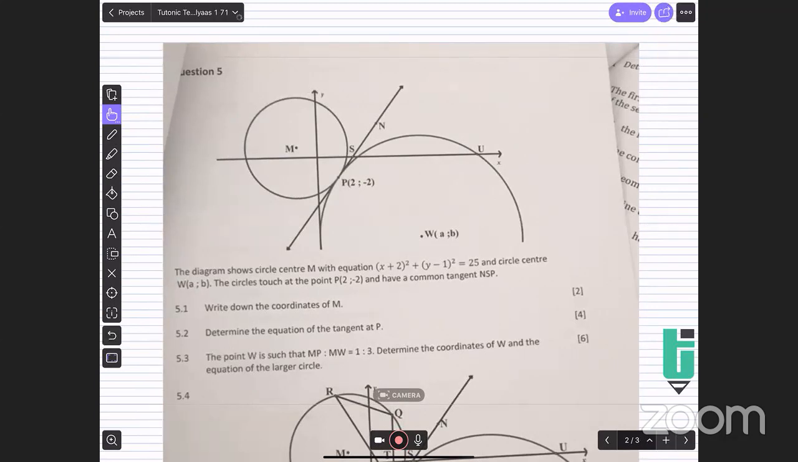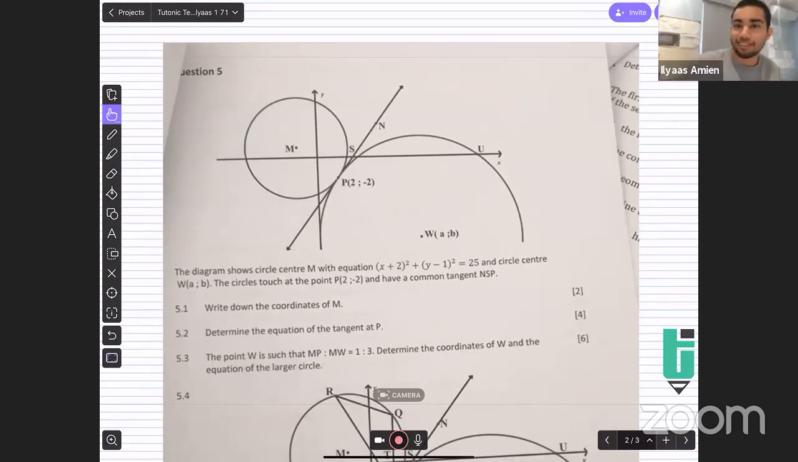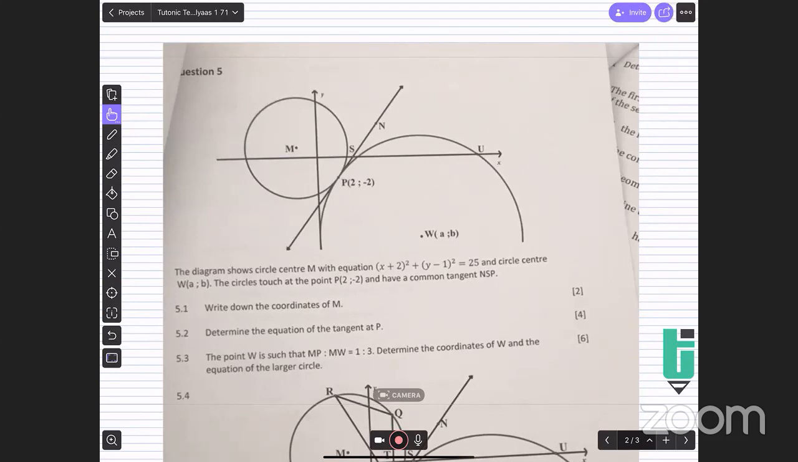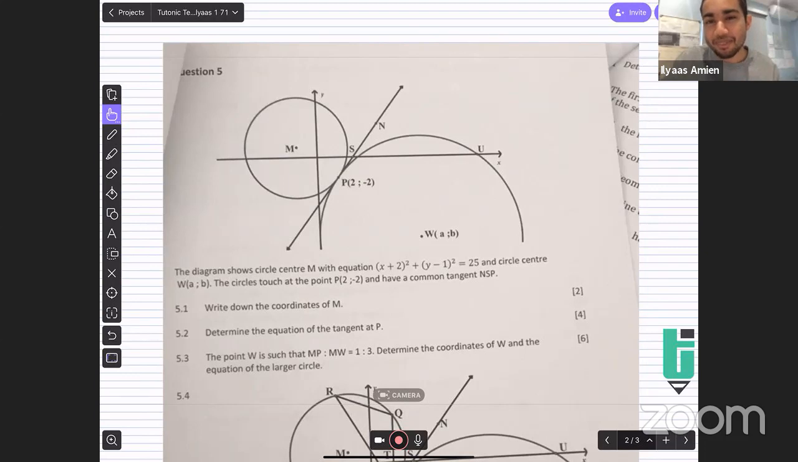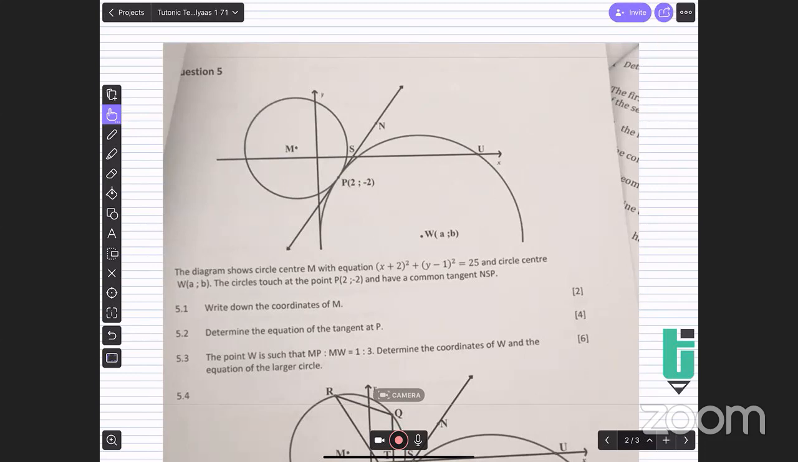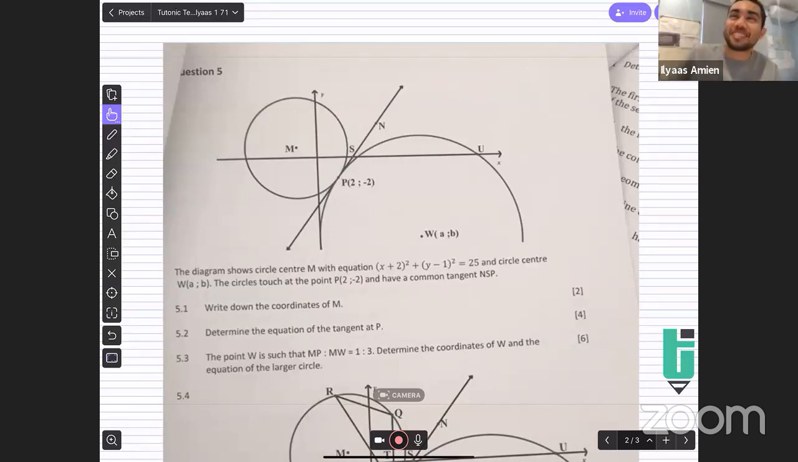Okay, so the question says the diagram shows circle center M with the equation x. Knew that. Yeah, that's my bad. Sorry, I'm on my laptop actually. Okay, forget it. What they've told us is that we have a center coordinate which is M. Let's just start again. Let's cut it. Okay.